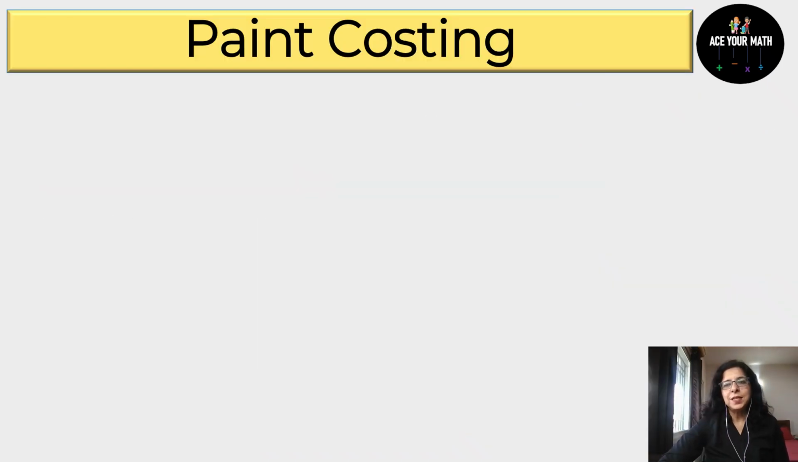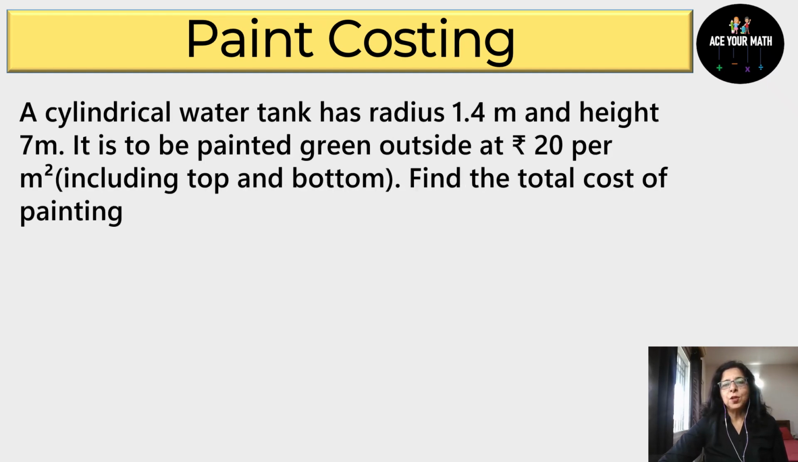Now look at the next question. It is related to painting. So the question is, a cylindrical water tank has radius 1.4 meter and height 7 meter. It is to be painted green outside at the rate of 20 per meter square, including top and bottom. Find the total cost of the painting.